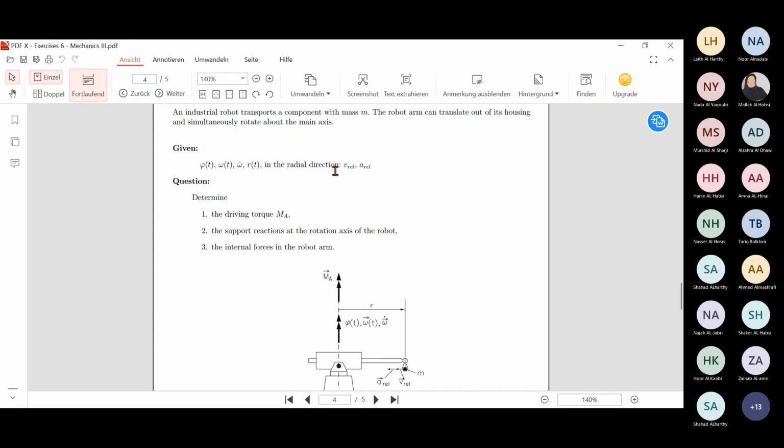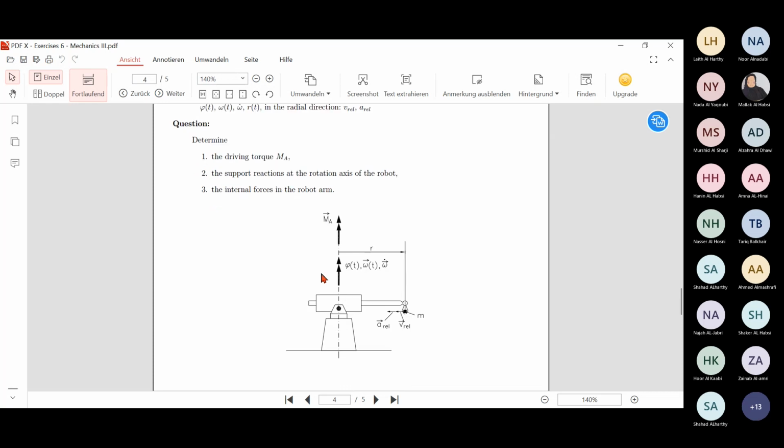Then we have an industrial robot which transports a component with a mass m. The robot arm here can translate out of its housing and simultaneously rotate about the main axis. In the radial direction, we have v, which is relative, and the relative acceleration. What is asked for is the driving torque, MA, equivalently the moment, the support reaction at the rotation axis of the robot, and the internal force in the robot arm here.